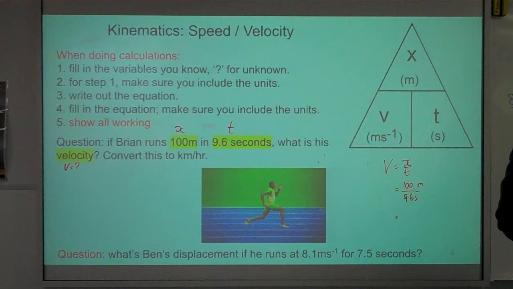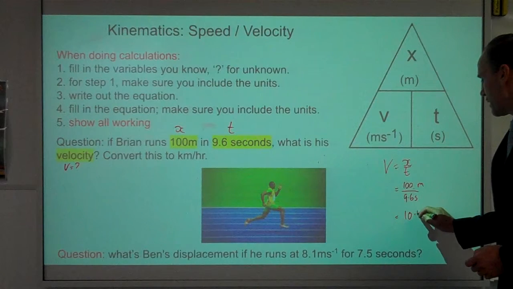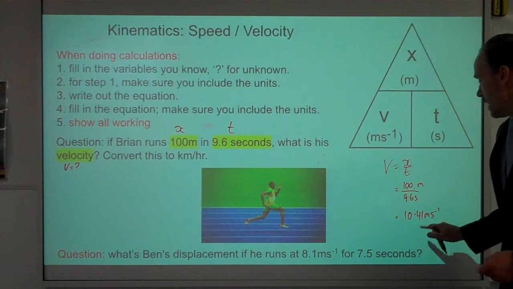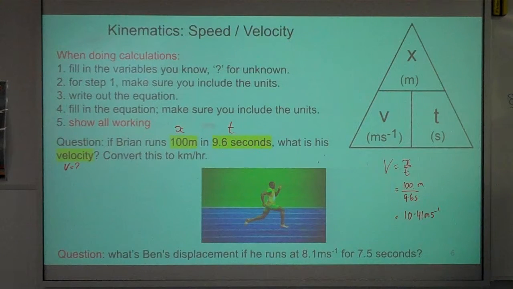Quick, calculators. 100 divided by 9.6. If you don't have a calculator, shame on you. 10.41. Well done if you gave me the answer. And don't forget the unit. If you forget that unit, you end up losing half a mark every time. 2 decimal places, 10.41 metres per second.